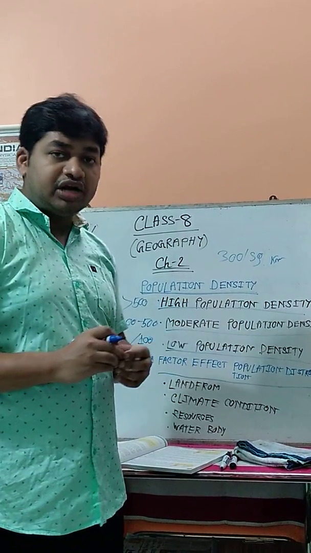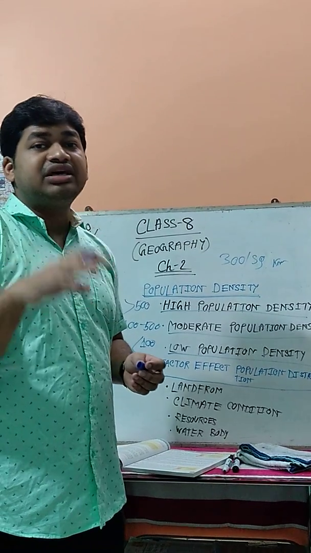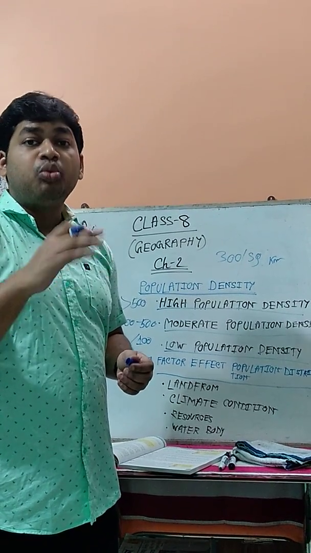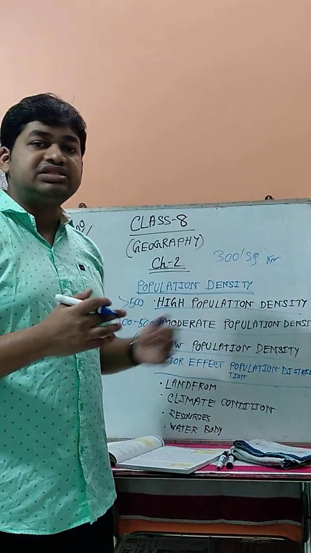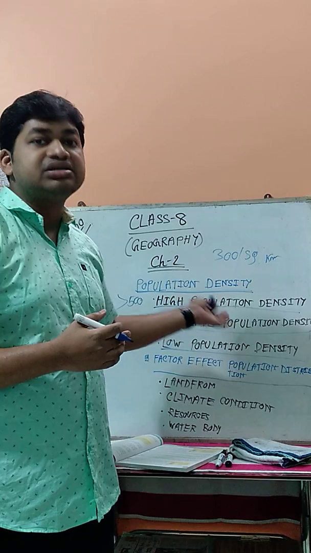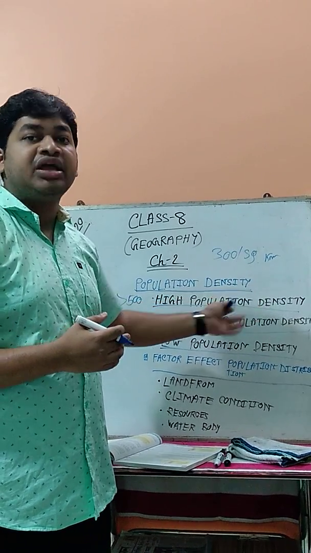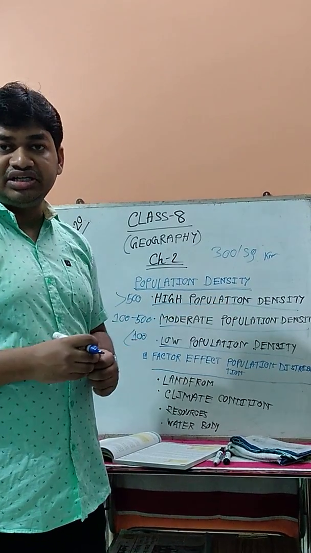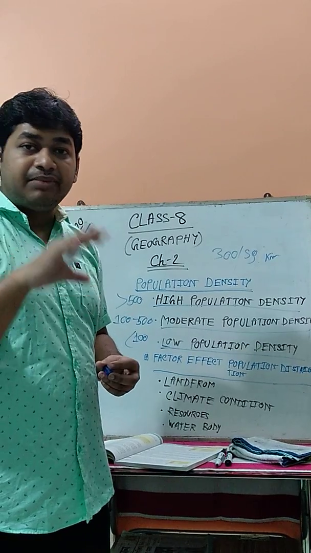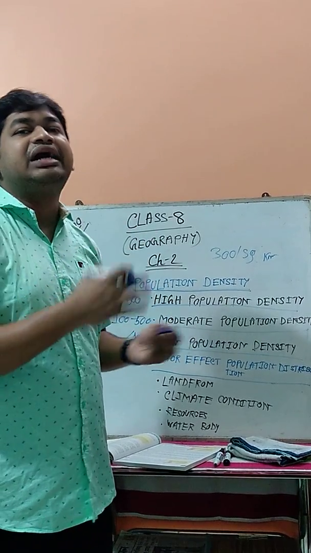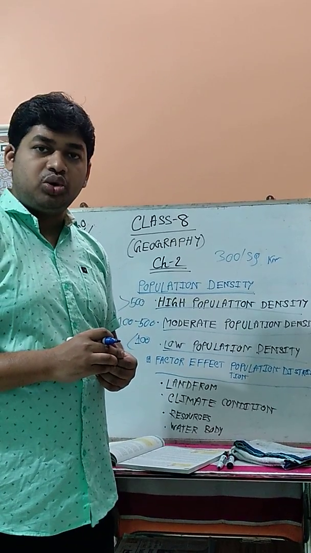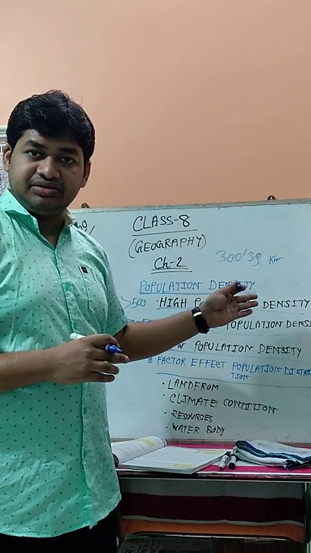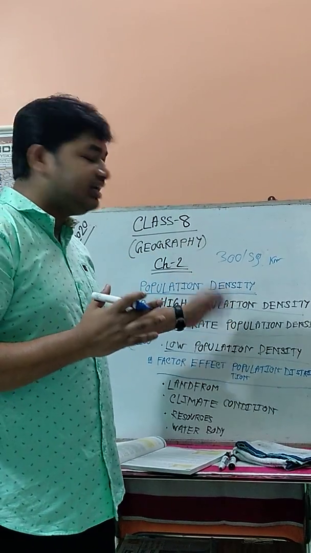And what is moderate population density? In which region between 100 to 500 persons live per square kilometer. And the last is low population density, where less than 100 people live per square kilometer. So these are the population densities and their different types.